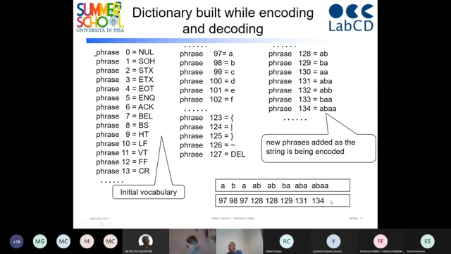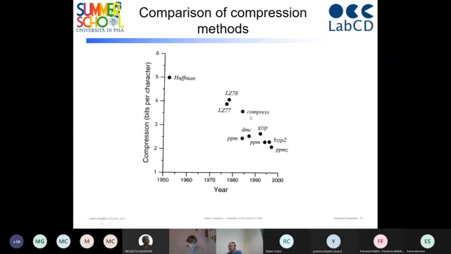And the decoder will work exactly the same way, starting with the initial vocabulary that is known by both of them, I mean the encoder and the decoder, and it will be able to build the same dictionary and therefore translate this sequence of numbers into a sequence of characters. This is the basic idea. And this is the foundation, as I was saying before, of a family of compressors that was very popular between the 70s and the 2000s.